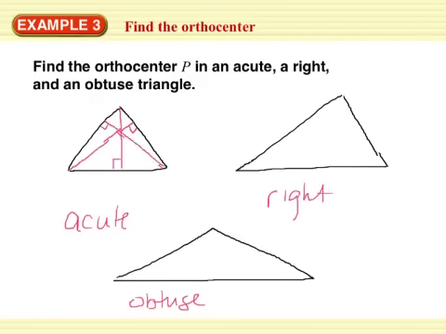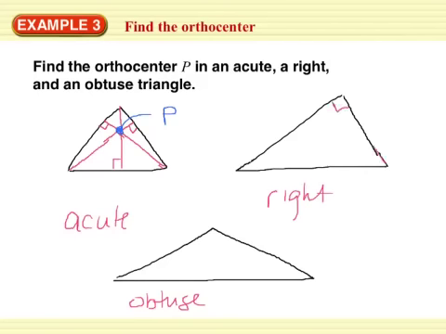A line perpendicular to that one. So we're drawing the orthocenter, which is P. I'm going to make that blue, the orthocenter. Okay? Now this next one, the right triangle, this is already a right angle.